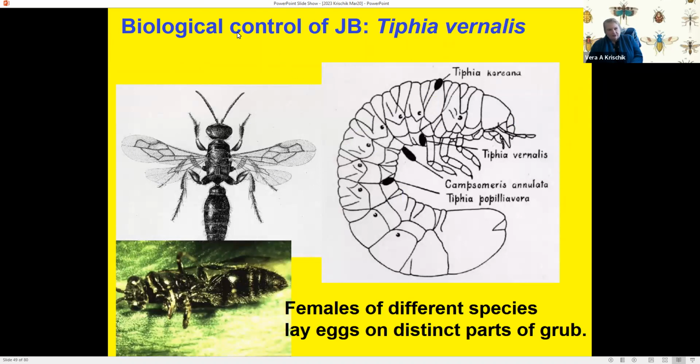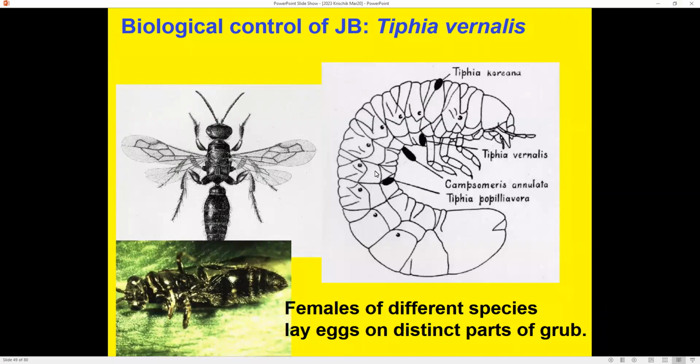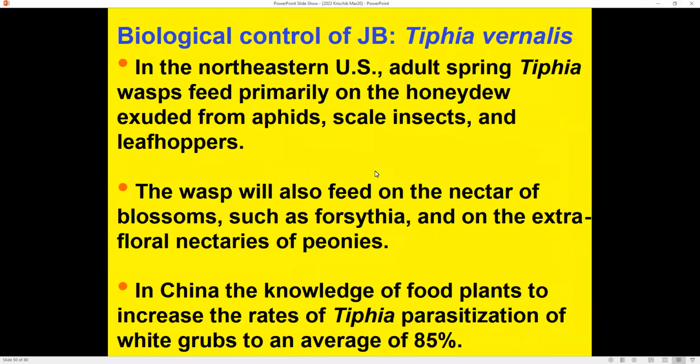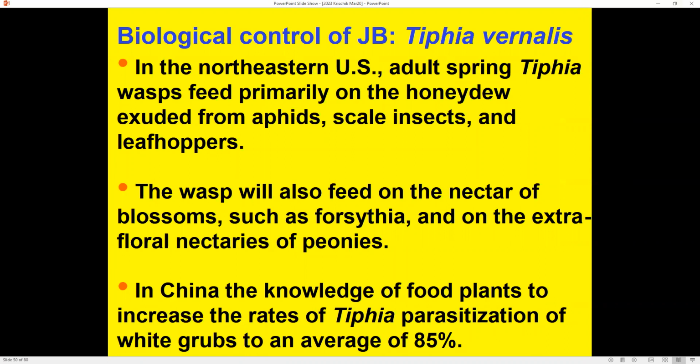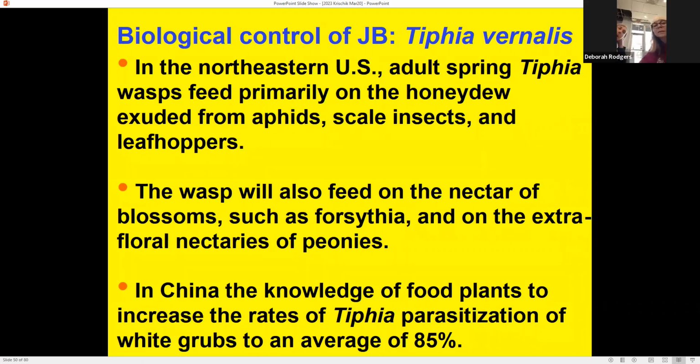So this is what the fly looks like. Sorry, this is what the wasp looks like. Tiphia vernalis. She finds the Japanese beetle grub, and the different species lay eggs in different places. It didn't get established here. Oh, yes. In the Northeast US, adult spring Tiphia wasps feed on honeydew, but we just don't have the right climate or the right plants in the spring.